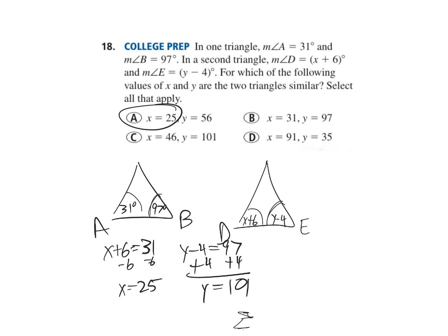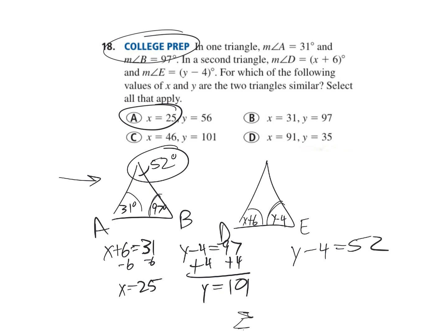Okay, so what we see here is because this is college prep, that maybe it's the other angle that we don't know. So let's look at the first triangle here. 31 and 97 is 128, okay? And that leaves 52 degrees here. And maybe the y minus 4 is equal to, the angle E is equal to this other angle. So if we did y minus 4 equals 52, then all of a sudden you add 4, y equals 56, which again, the answer is A.